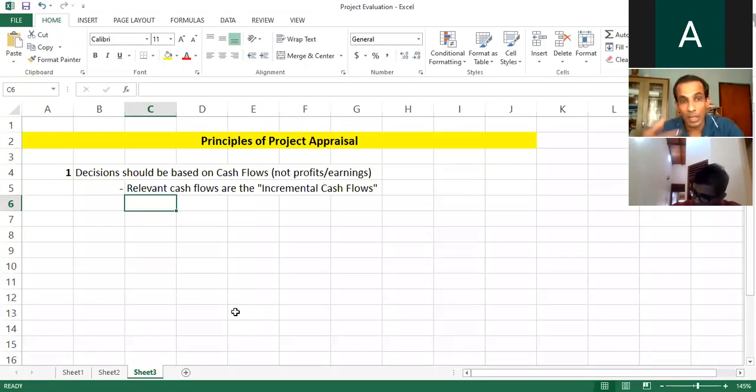That's why we have to identify what are the cash flows that will be specifically generated from this project, that should be incurred due to this project. What are the additional incremental cash flows, right? So what are the relevant cash flows? Relevant cash flows are the incremental cash flows.